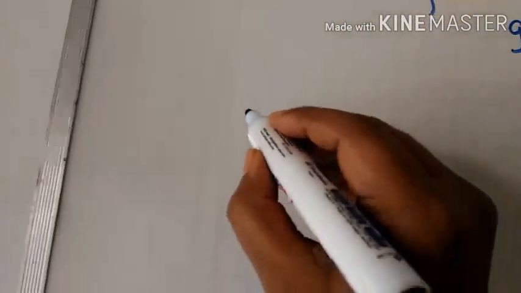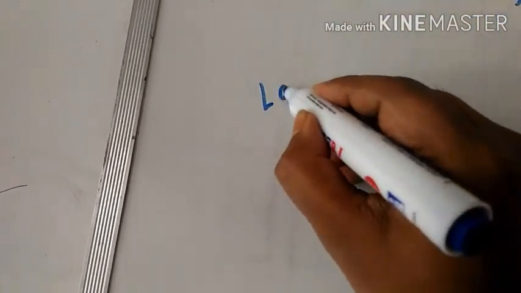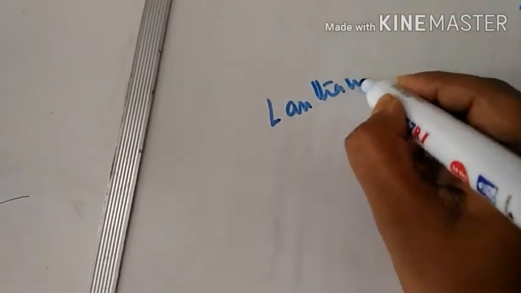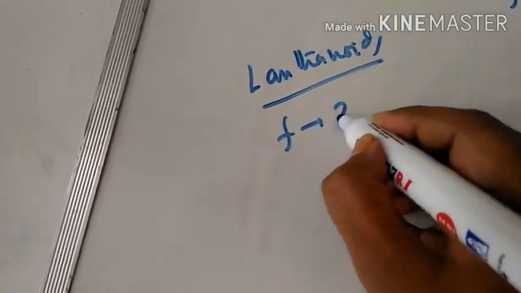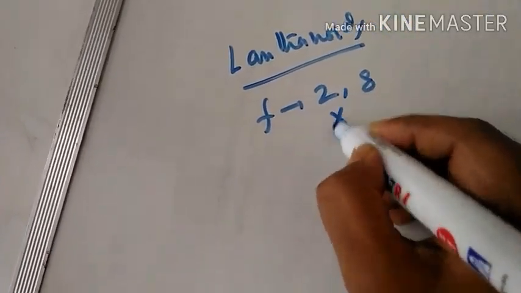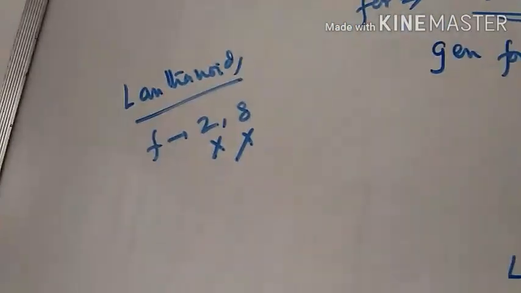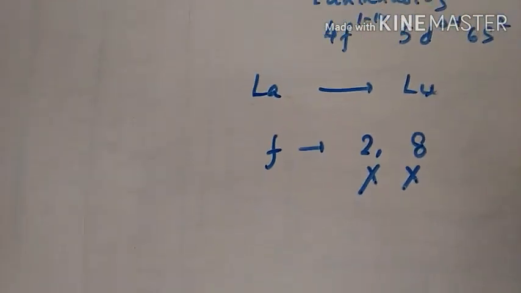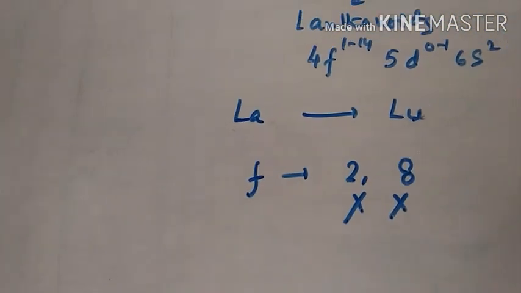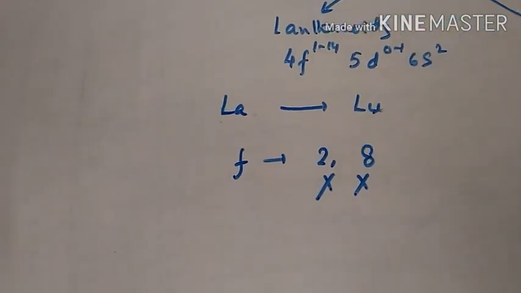I'm writing it here for you. For lanthanoids, F electrons 2 and 8 is not going to come. Okay, and we'll mention it again. Now from here we can start.